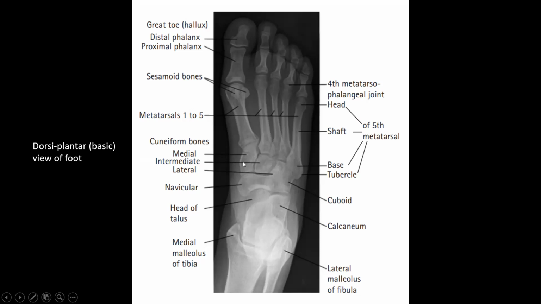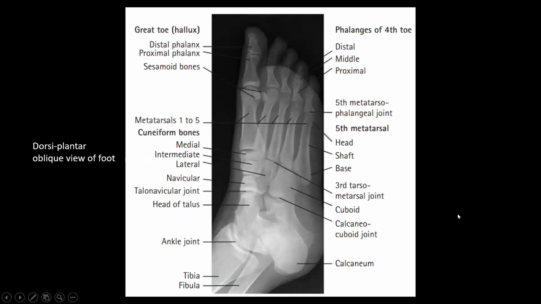These are the cuneiforms, and this is the cuboid. This is the navicular. This is the head of the talus, which is articulating with the navicular bone. This is the calcaneum, which is articulating with the cuboid. And here we can see the lower end of tibia and fibula, and the medial and lateral malleolus. This is the oblique view of the foot, which is again showing the same findings. Here we can see a better view of the fourth and fifth metatarsal and cuboid without much overlap. So it is important in cases of lateral foot pain.